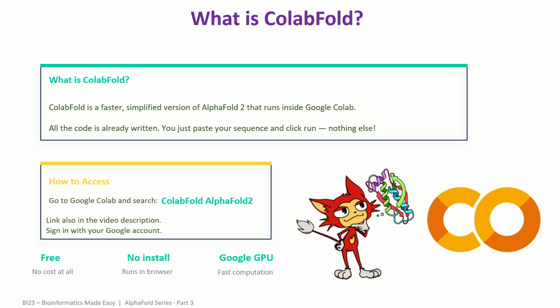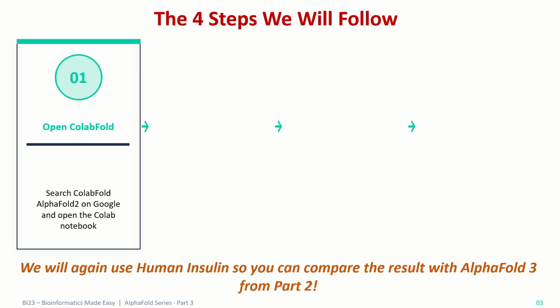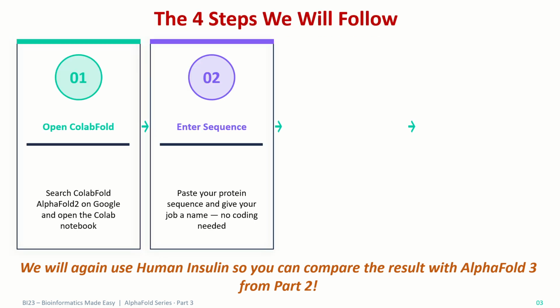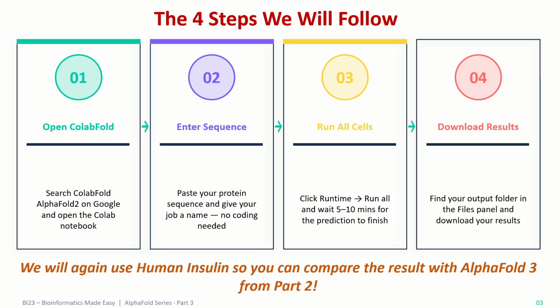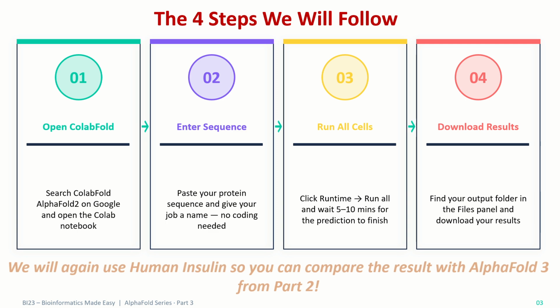Here is what we will do today. First, we will open the ColabFold notebook on Google Colab. Second, we will enter our protein sequence. We will again use Human Insulin so you can compare the results with AlphaFold 3. Third, we will run all the cells and wait for the prediction. And fourth, we will download and look at our results. Let us jump into the tutorial now.